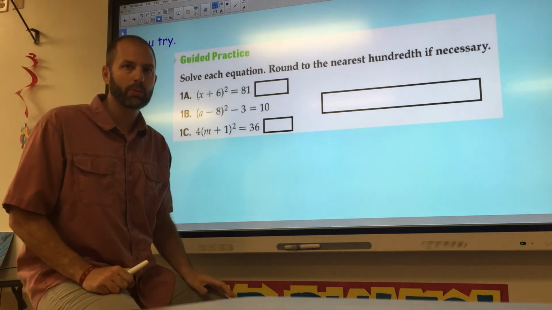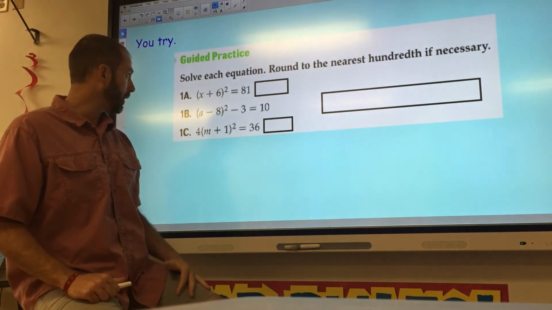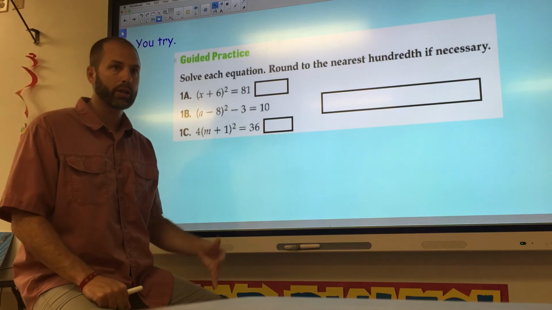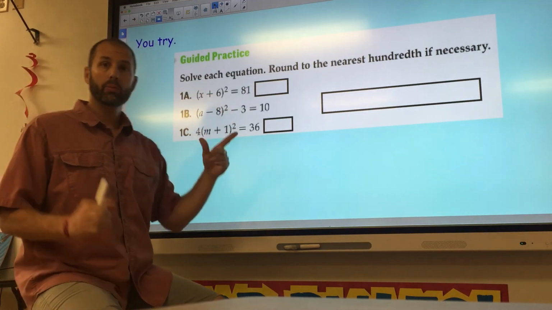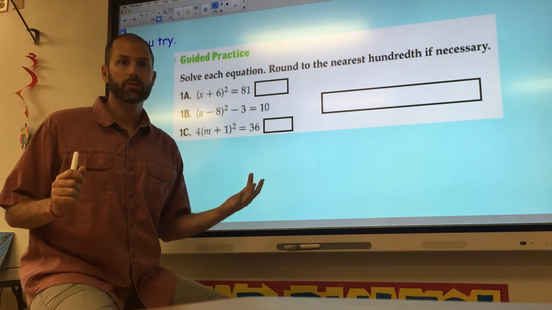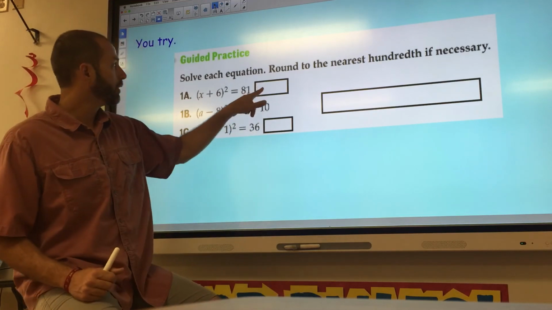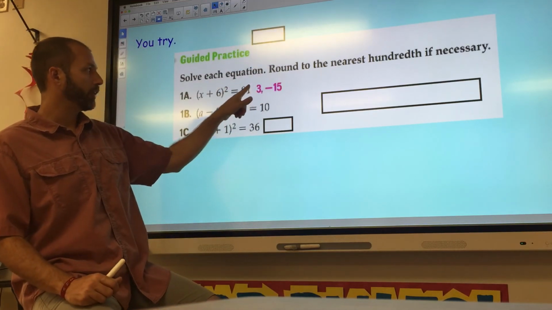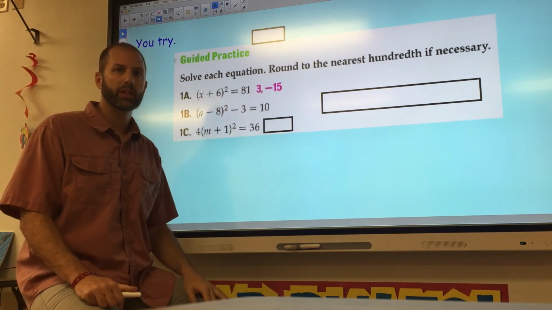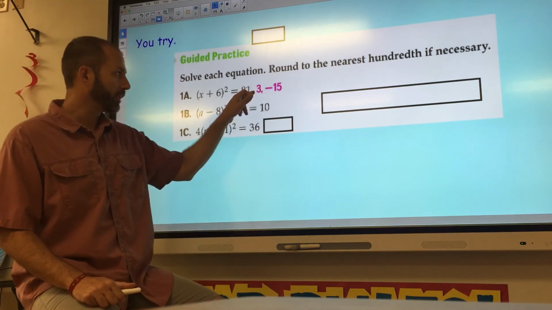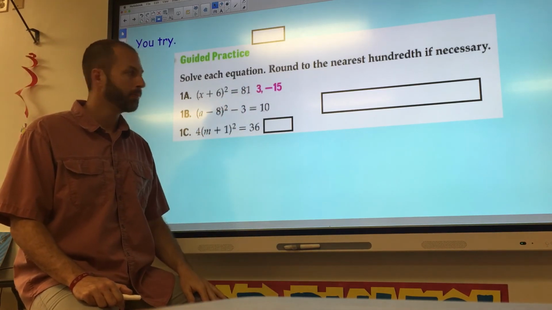All right, hopefully you did the problems. And now I'd like to check the answers real quick. 1A. Anybody want to tell me what they got? Oh, can't respond because there's nobody here. Hopefully you got roots at 3 and negative 15. X equals 3, x equals negative 15. All right?